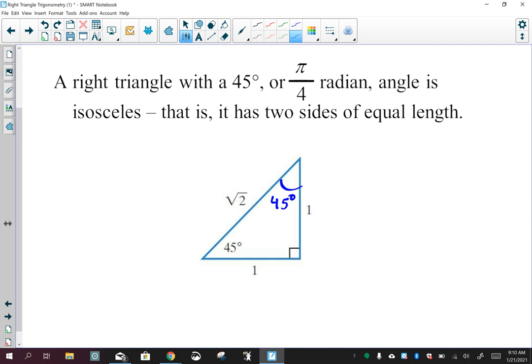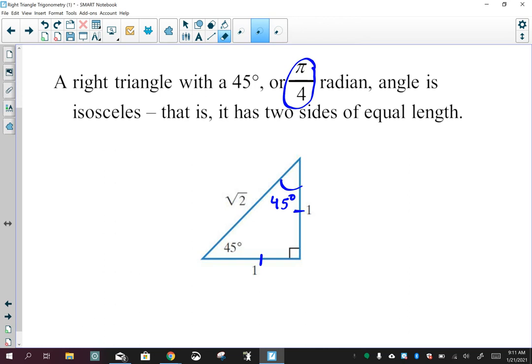So a right triangle with 45 degrees, or pi over 4, so make sure you're starting to remember those. The triangle is isosceles. That basically means that because we have 2 angles that are exactly the same, the sides are going to be exactly the same. So that means its 2 legs are going to be the same. And so when you use the Pythagorean theorem, that's why you get a square root of 2.